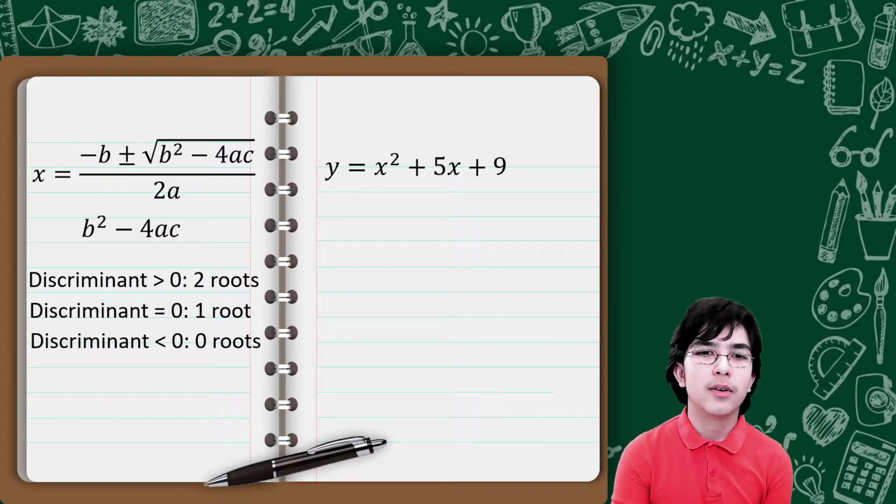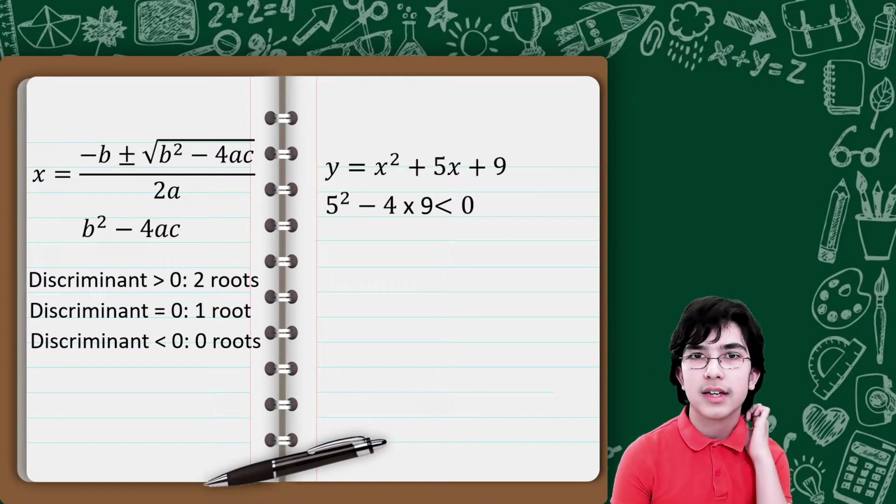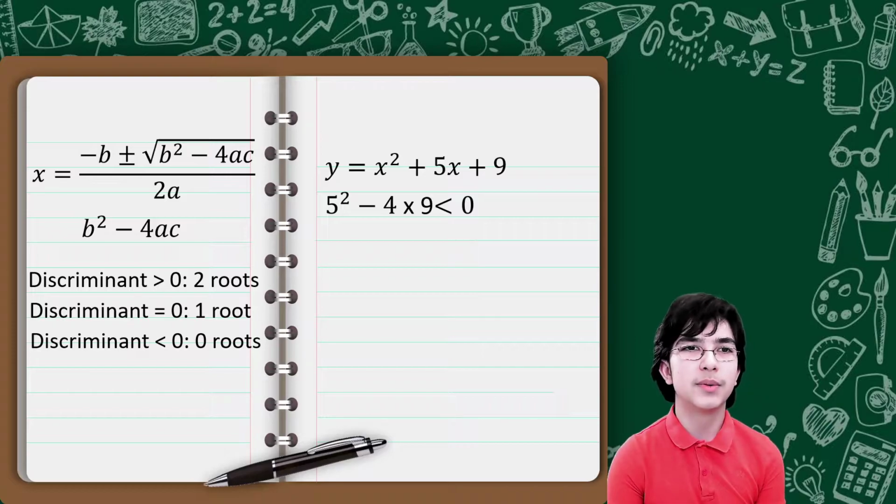So y equals x squared plus 5x plus 9. B is 5, a is 1, because there is 1x squared, and c is 9. 5 squared minus 4 times 9 is less than 0, so there can be no solutions to that. And if you worked it out on a calculator with the quadratic formula, you would find that there are no solutions.